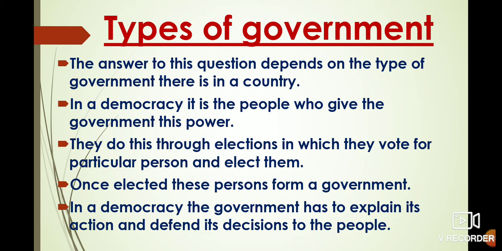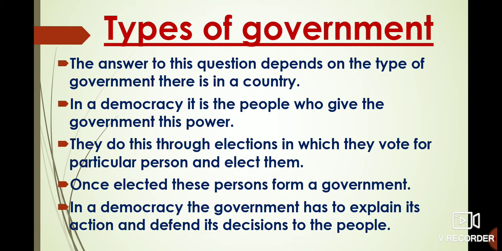They do this through the elections in which they vote for a particular person and elect them. People are voting and electing a person as their ruler, and that ruler is making decisions on behalf of the government. Once elected, these persons form a government. In a democracy, the government has to explain its action and defend its decision to the people.